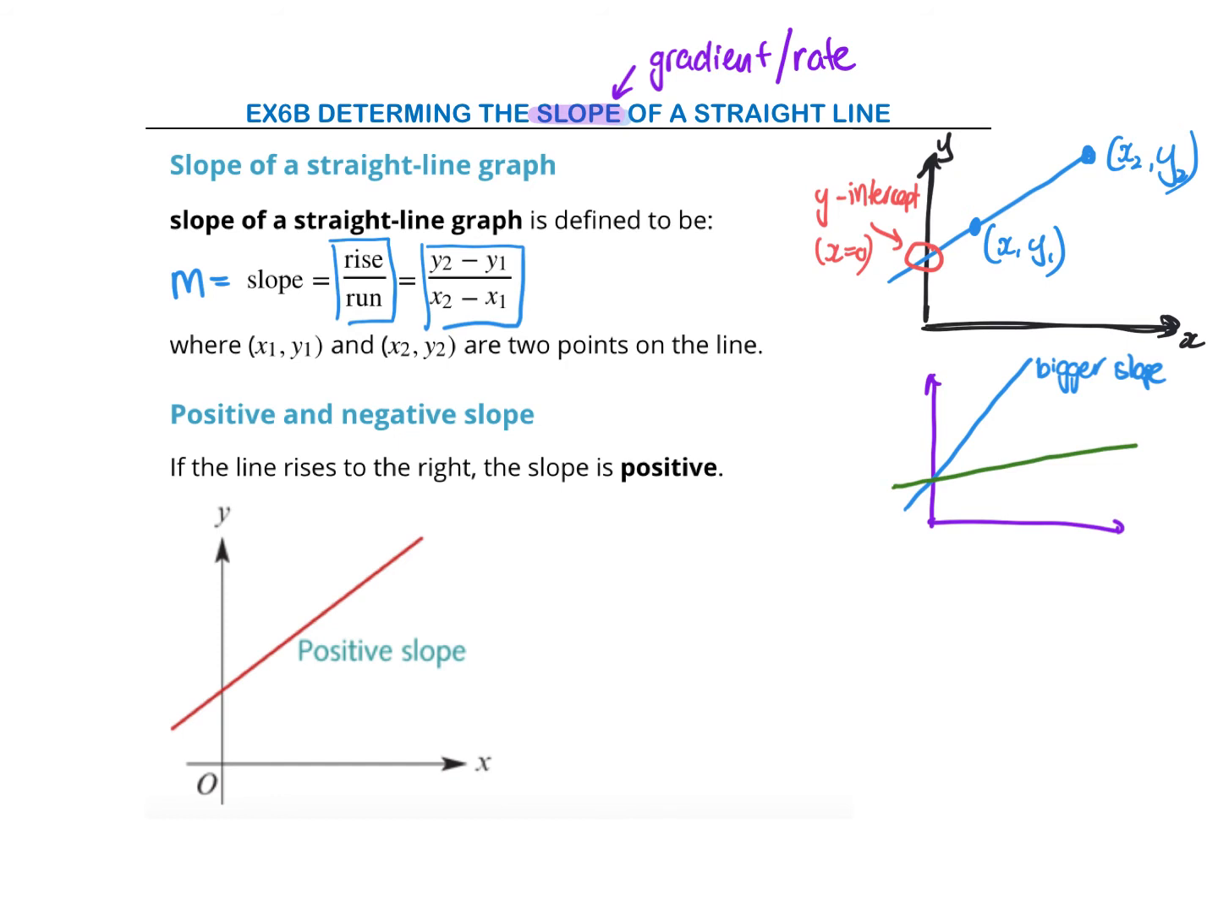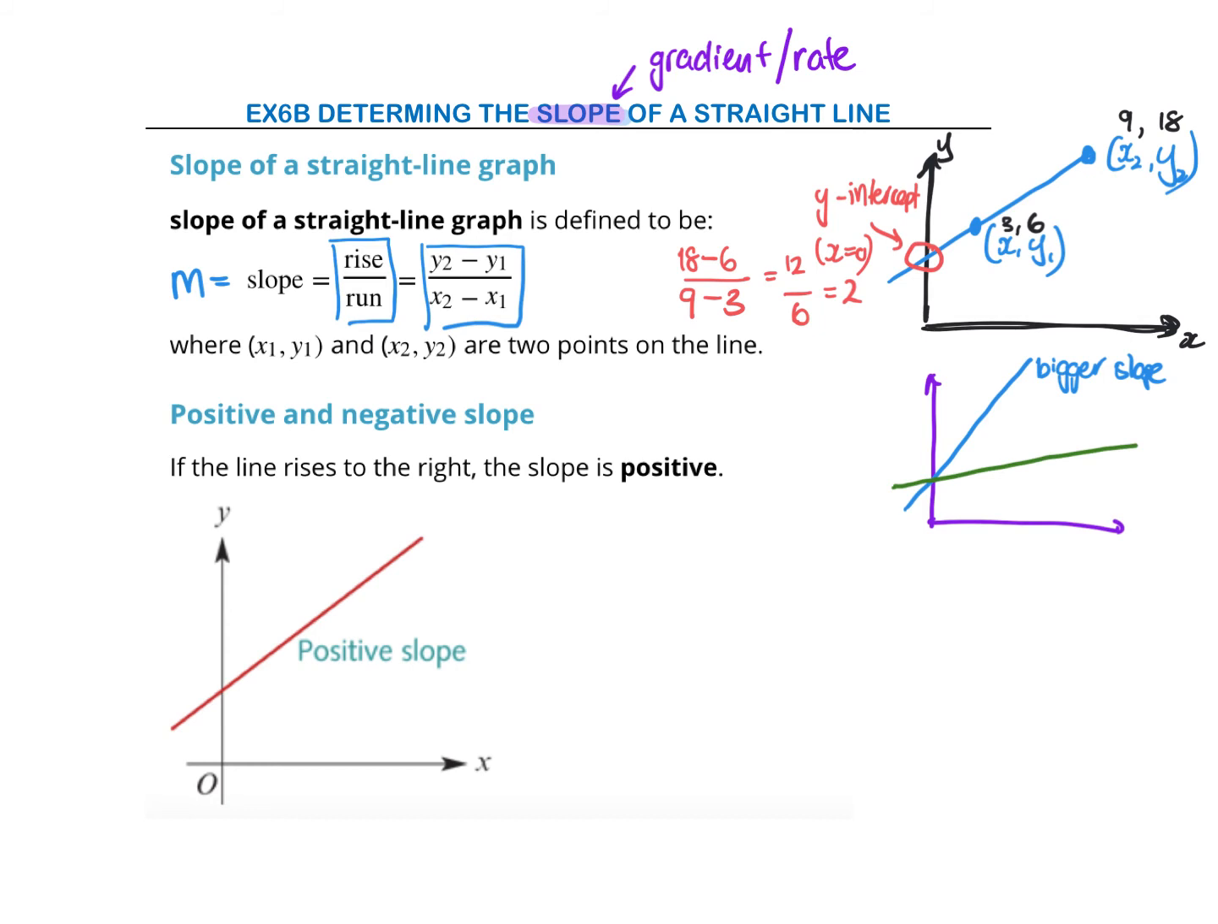So say I made them up and I said this was (3,6) and this was (9,18), okay? So if I went to find the gradient of that example, I would say, all right, y2 is 18, y1 is 6, over x2 is 9, minus 3. So we end up with 12 over 6, which equals 2. So this one would have a gradient of 2, if I made that up.